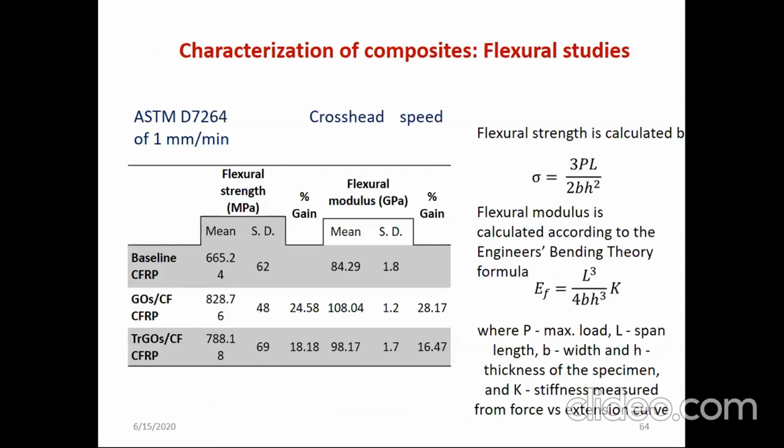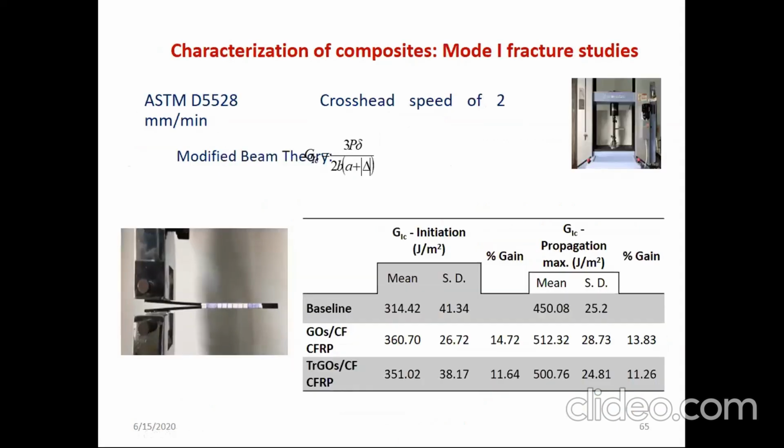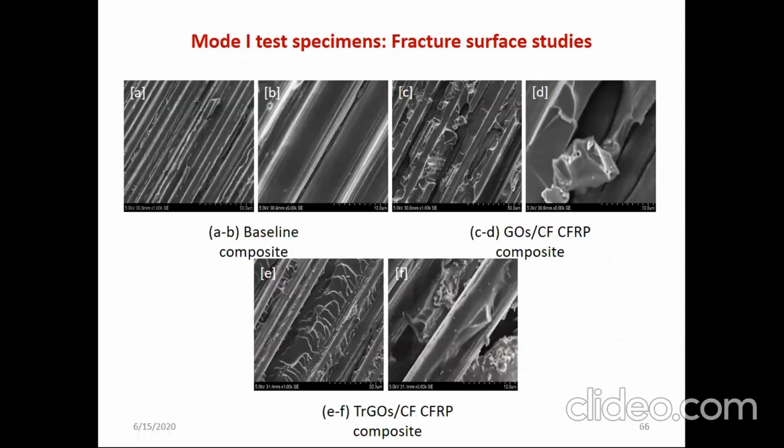So you have a considerable increase. You can see that around 30% improvement in most of these properties, especially the flexural studies, right? And also for mode 1, we have a considerable increase, around 15% improvement in mode 1. And this is some of the mode 1 test fracture surface studies. You can see the specimens with carbon fibers, right? On that you have the epoxy matrix on the carbon fiber. In between, you have the graphene also present, right?